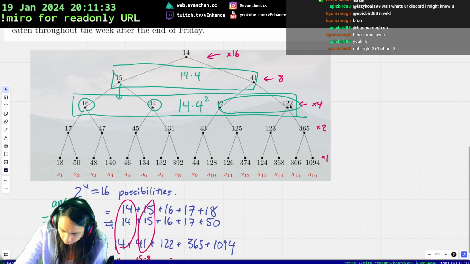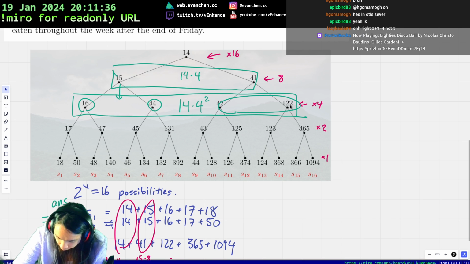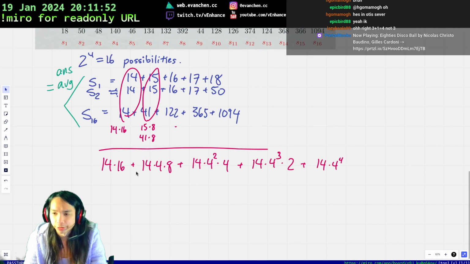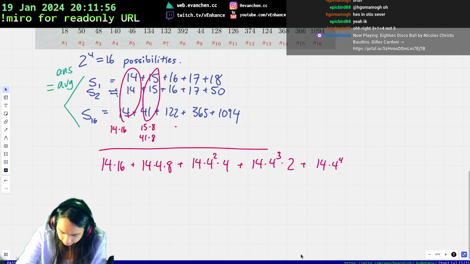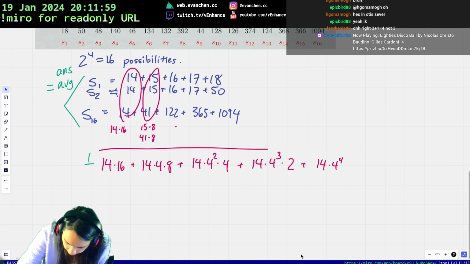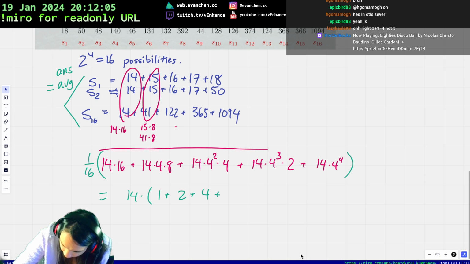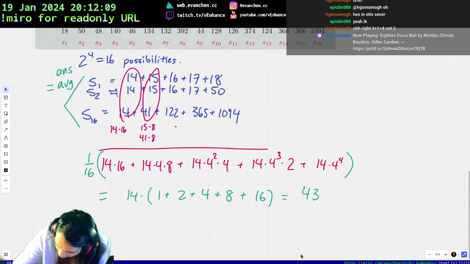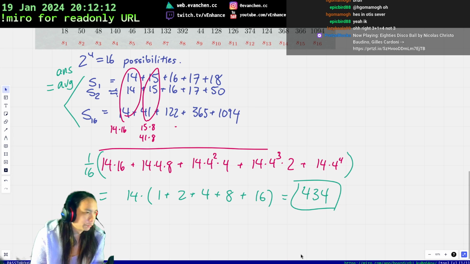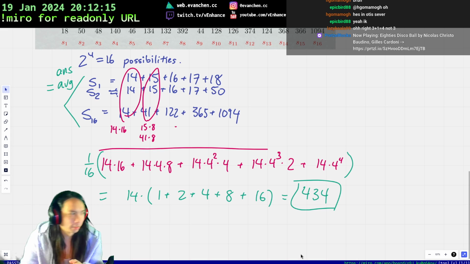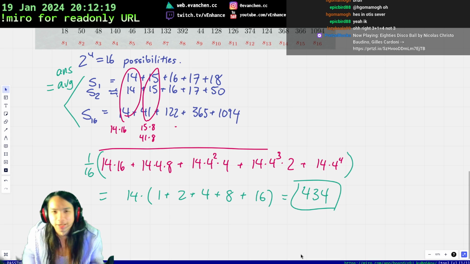So when you add these by columns on the bottom, you'll get 14 times 16 plus 14 times 4 times 8 plus 14 times 4 squared times 4 plus 14 times 4 cubed times 2 plus 14 times 4 to the 4th, all the way on the bottom here. And you want to divide this by 16. So 1 over 16 times this is equal to 14 times (1 plus 2 plus 4 plus 8 plus 16), which lo and behold is equal to everyone's least favorite number, 434, which is why this problem apparently got voted onto the test. I don't know, okay? People just really like these digits. Can't imagine why.